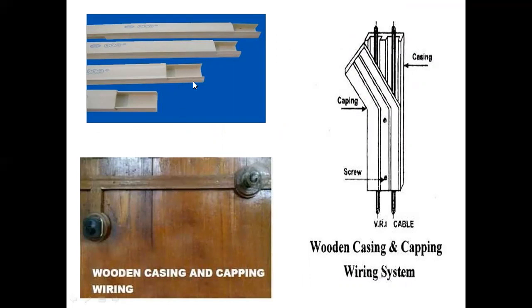Casing is the lower part, which looks like a pipe. Here the casing is shown, and above it the capping. In the casing the cables are placed. This is the cable, and above it the capping is done. That's why the name is casing and capping. Inside we have the cable.